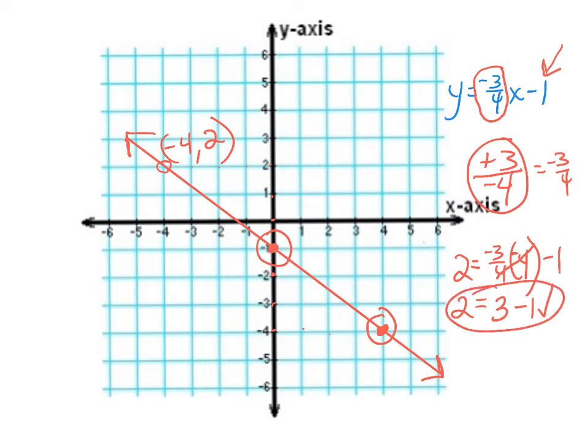So if I want to label my points, I already labeled that particular point. This point is the point 0, negative 1, and this point is the point 4, negative 4.